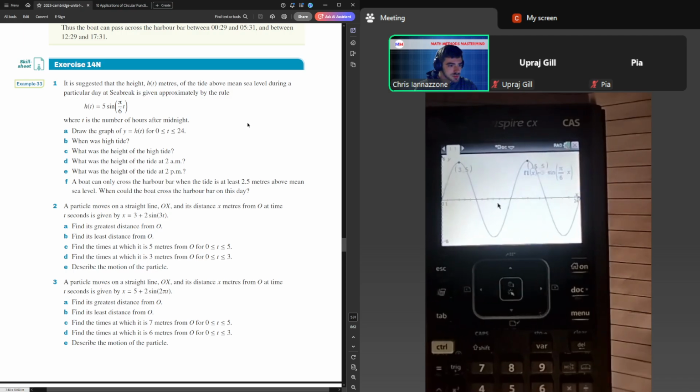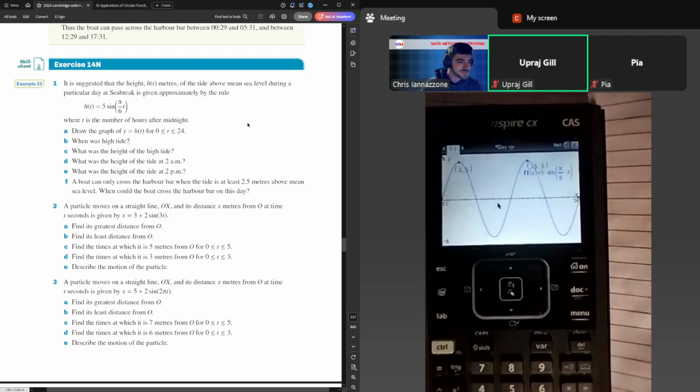Part C should also be pretty chill. What was the height of the high tide? 5 meters. Yeah, using the unit becomes important there. So that's how you would do it on CAS. As far as how you would do it tech-free, any thoughts on how you'd actually get those coordinates tech-free?